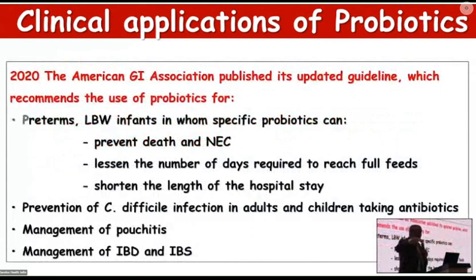In 2020, the American Gastroenterological Association published its updated guideline, and they recommend the use of probiotics for preterm and low birth weight babies to prevent death from necrotizing enterocolitis, lessen the number of days required to reach full feeds, shorten the length of hospital stay, and also in prevention of Clostridium difficile and the management of pouchitis. And lastly, they recommend the use of probiotics in management of IBD and IBS, inflammatory bowel disease and irritable bowel syndrome.